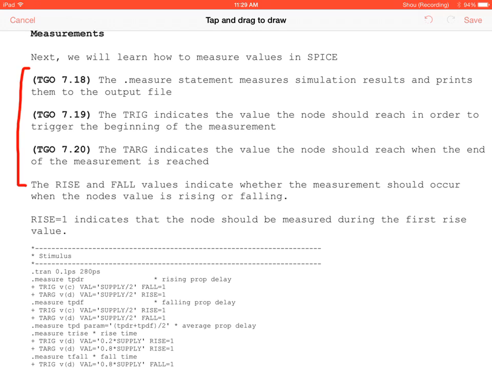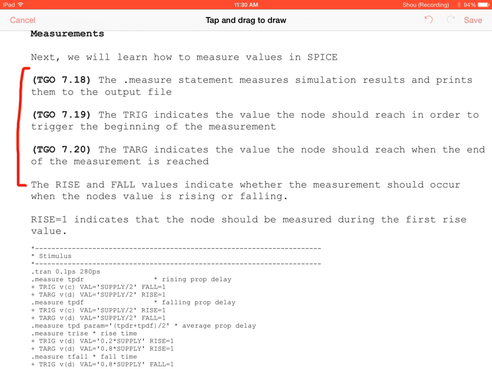So in order to do that, we have to define when the measurement starts and when it ends. When it starts, that's when the measurement is triggered, so we call that all uppercase TRIG. The TRIG indicates the value the node should reach in order to trigger the beginning of the measurement. And then we've triggered it, and when we get to the end, we've reached our target, or TARG. Formally, the target indicates the value the node should reach when the end of the measurement is reached.